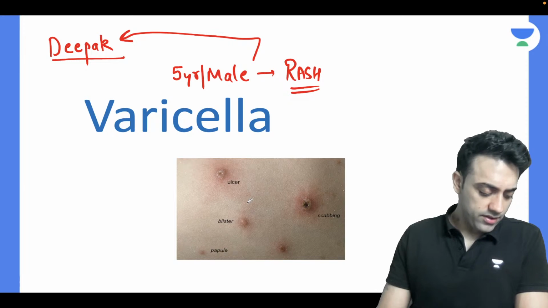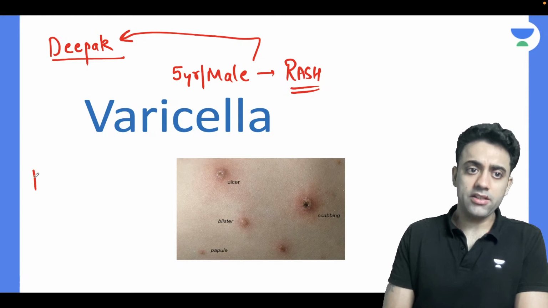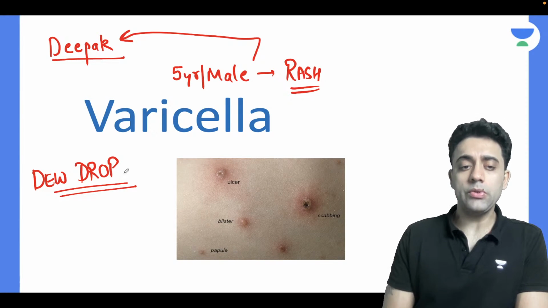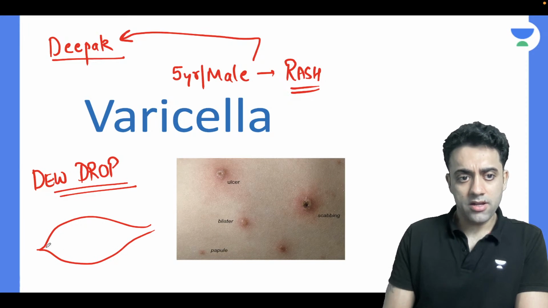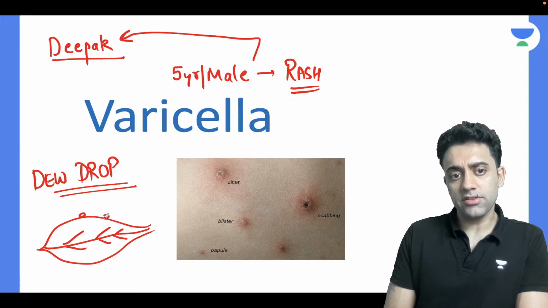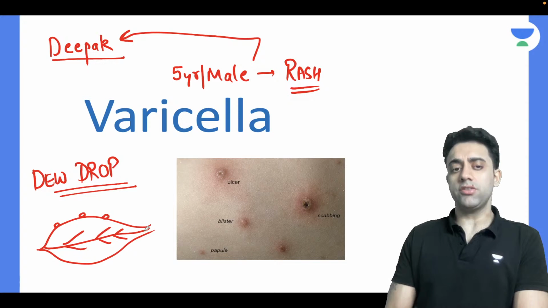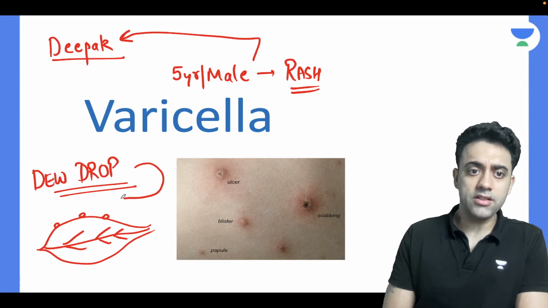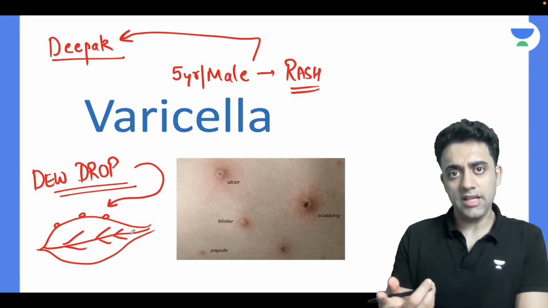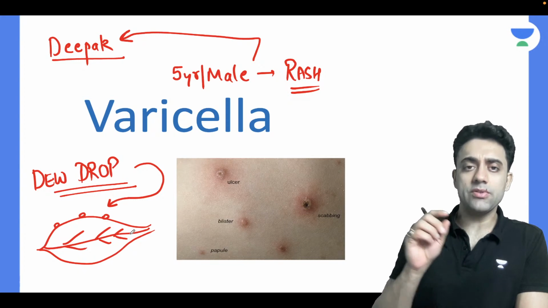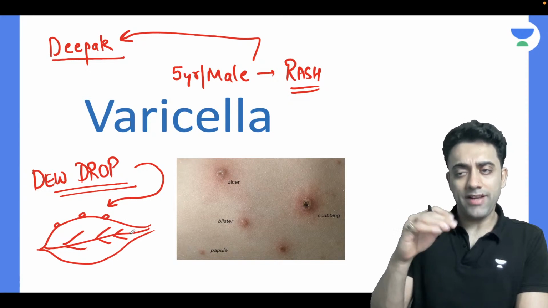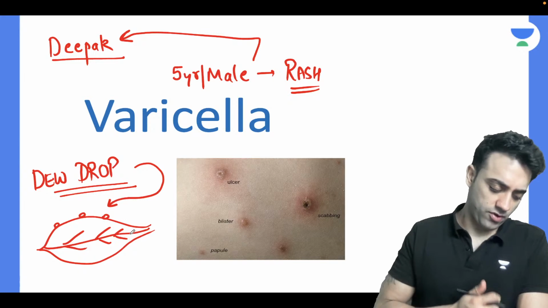So yes, very beautifully Deepak has already told one very important line: the rash of chickenpox has a dew drop appearance. Dew drop appearance means, in the rainy season, the first drops of water on a leaf. The child's rash is just like that. The way you see the first drop of water on a leaf during the rainy season, that first drop kind of rash, a kind of elevation, is seen in chickenpox. That is the first point.